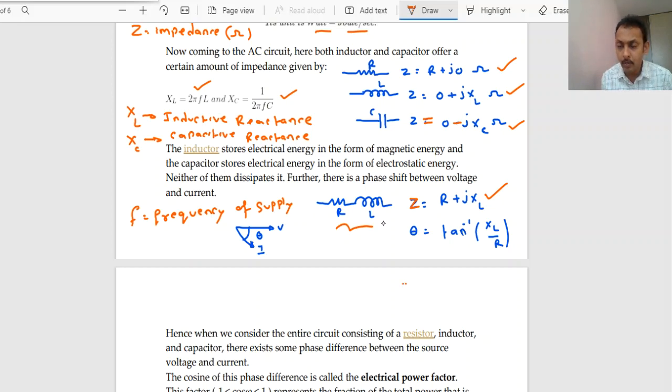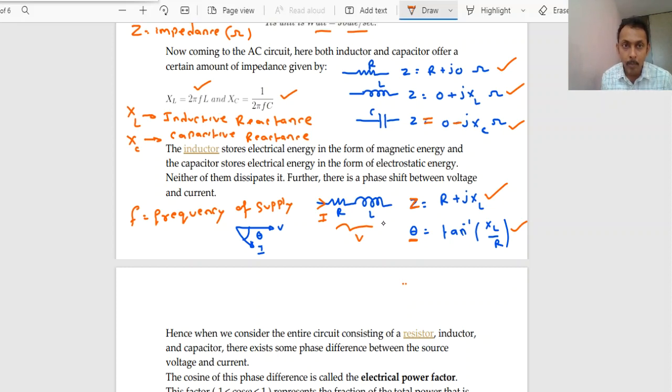We have written it in rectangular form. Once it is in rectangular form, the angle theta is given by tan inverse of XL by R. So this much of angle will be there between the current I flowing and the voltage V applied. This will be the angle between the voltage and current. It depends upon the value of XL and R.